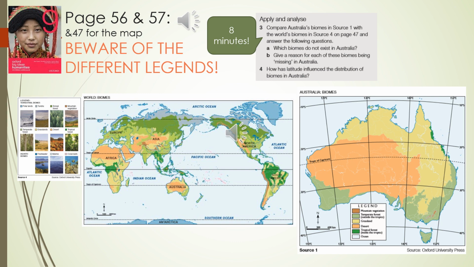Now, one thing I'd like you to be really clear on here is that both of these maps use different legends, okay? So the one with the pictures only applies to the world map. It does not apply to the map of Australia on the right, okay? Make sure you check that legend so that you use the correct information.